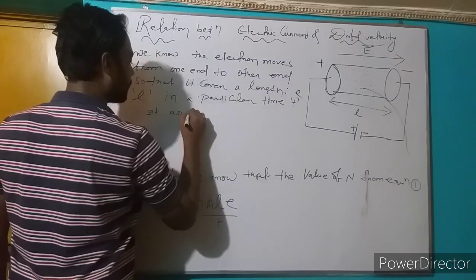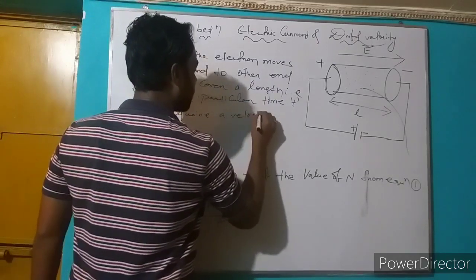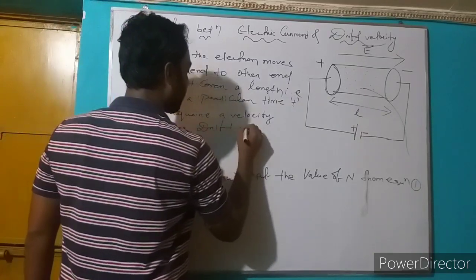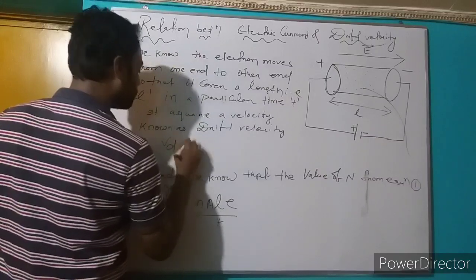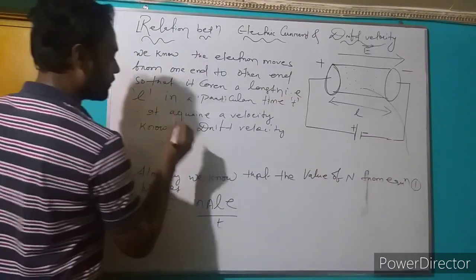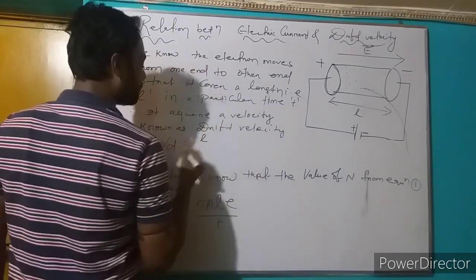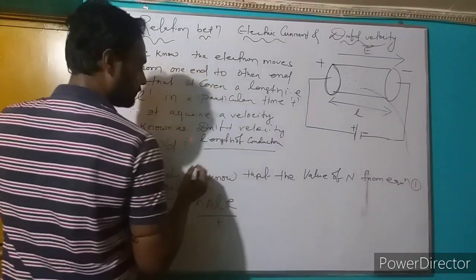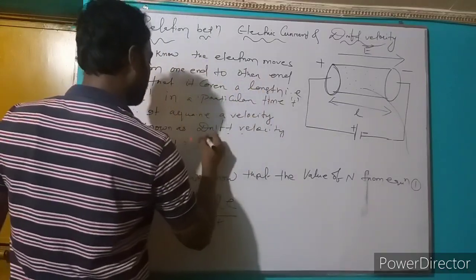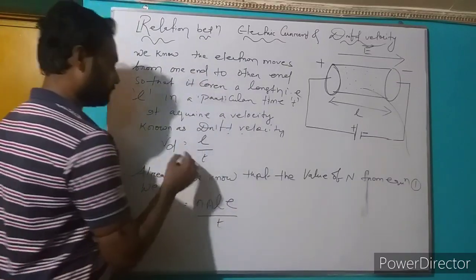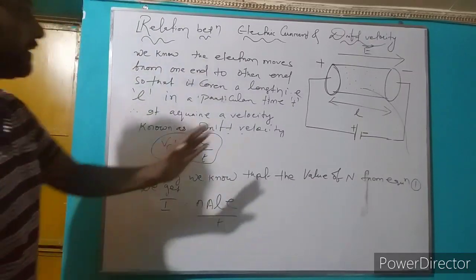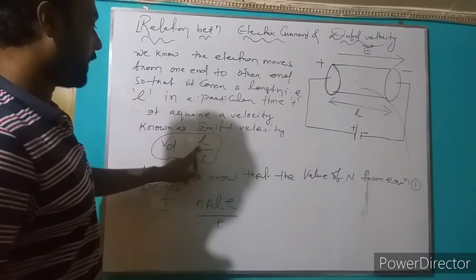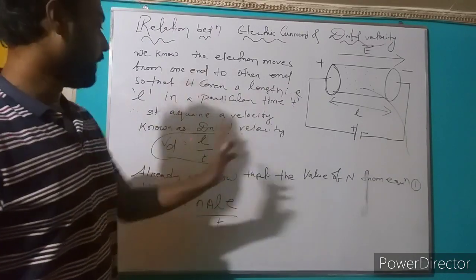Therefore it acquires a velocity known as drift velocity. So Vd equals, in general velocity is represented as drift velocity. Velocity equals distance, meaning the length of the conductor, divided by time. So the drift velocity of the electron, as it passes from one end to the other end of the conductor, covers a certain length L in a given time t.